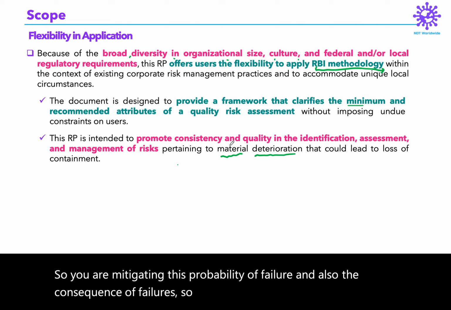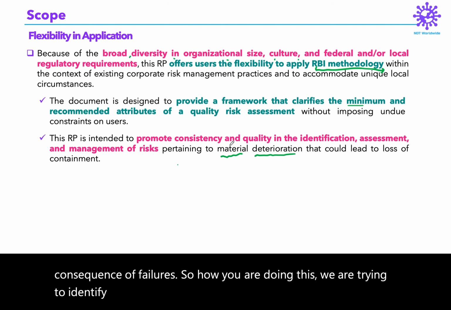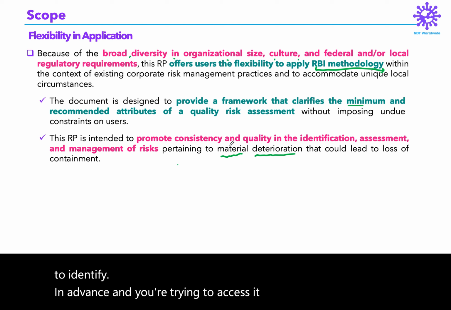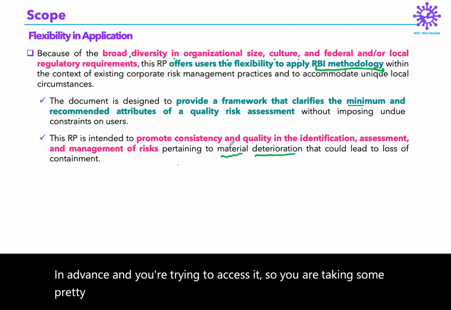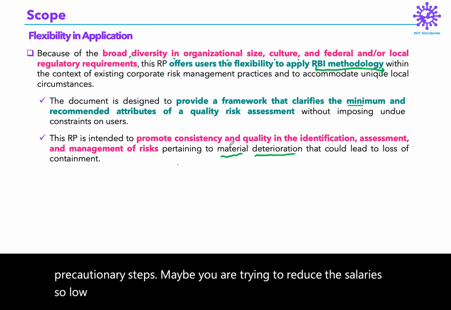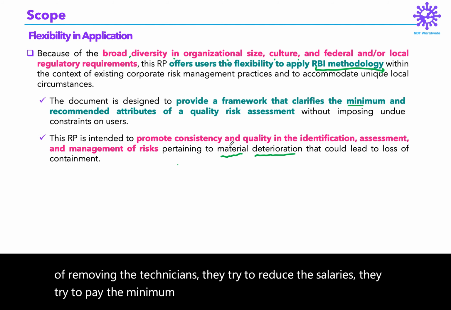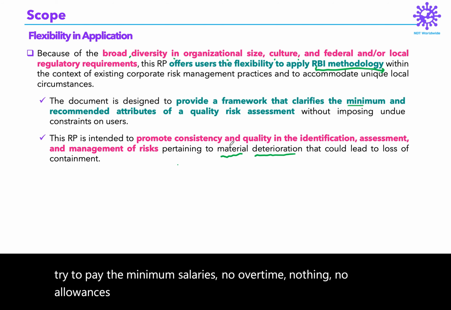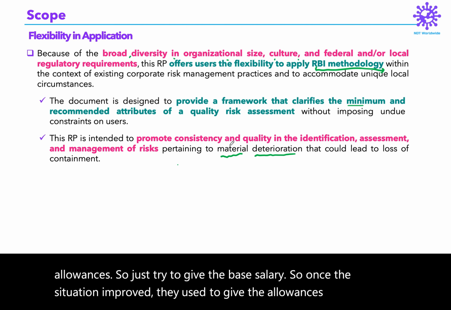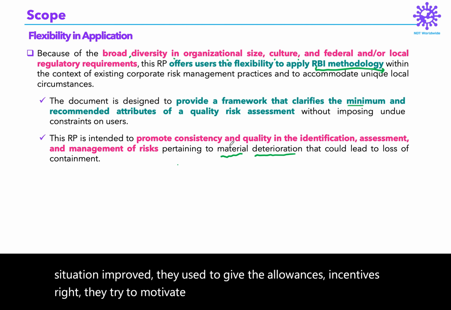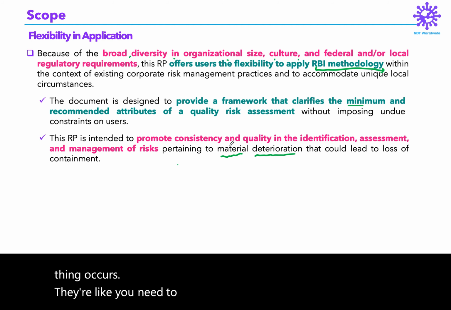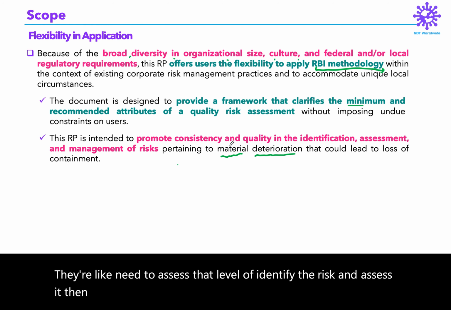So how are you doing this? You are trying to identify the risk in advance and you are trying to assess it. So you are taking some precautionary steps. Maybe you are trying to reduce the salaries. Last time during the COVID stage, instead of removing the technicians, they tried to reduce the salaries. They tried to pay the minimum salaries, no overtime, no allowances. Just the base salary. Once the situation improved, they used to give the allowances and incentives, right? They tried to motivate the team. So the same thing occurs here. You need to identify the risk, assess the level of risk, and then manage the risk.